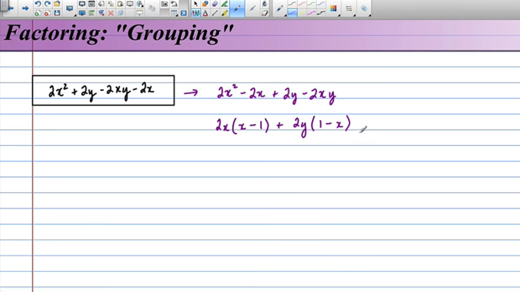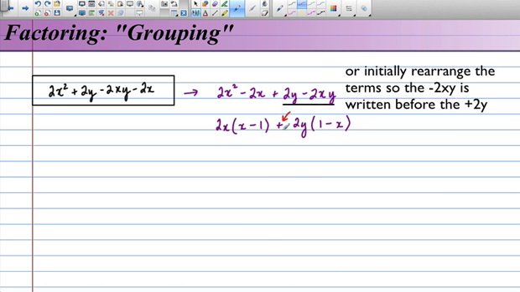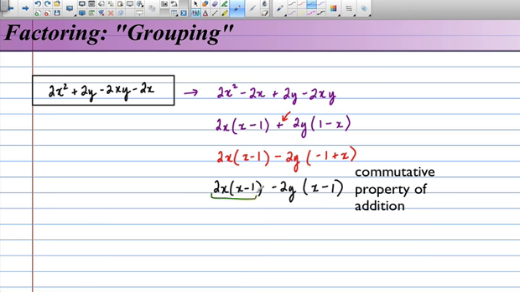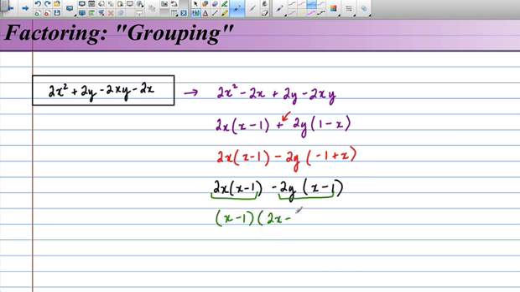We almost have what we need. However, we probably should have taken out a negative here. So 2x bracket x minus 1. Take out a negative 2y. And here we're left with negative 1 plus x. And now we have a common x minus 1 and a 2x minus 2y.